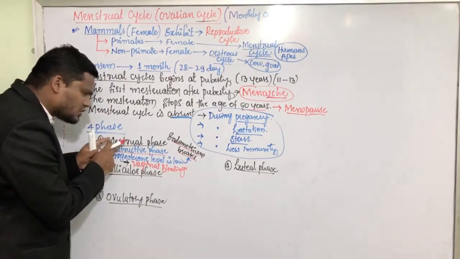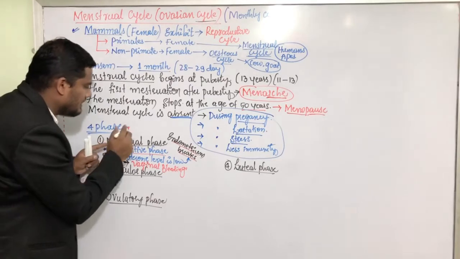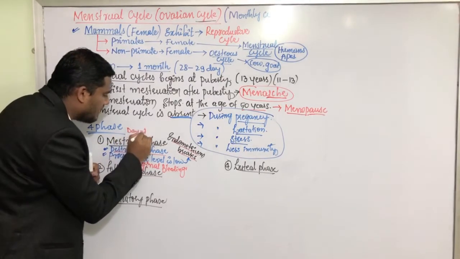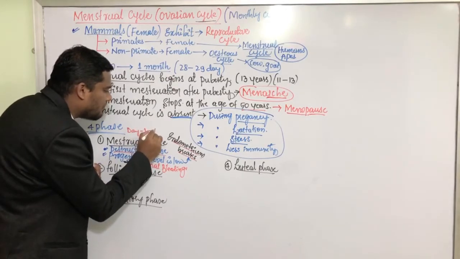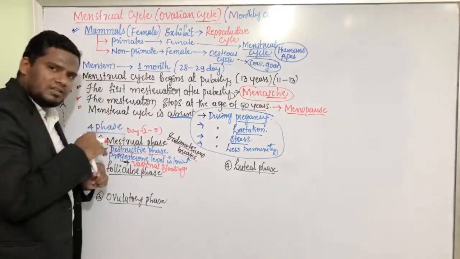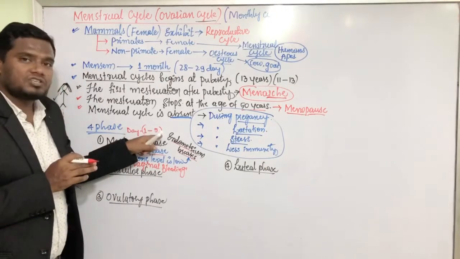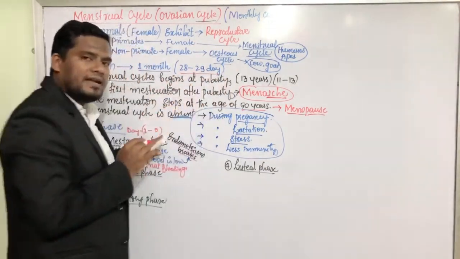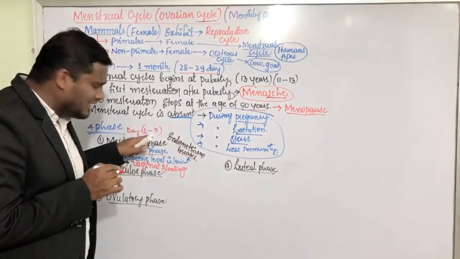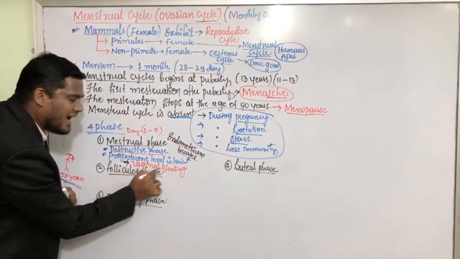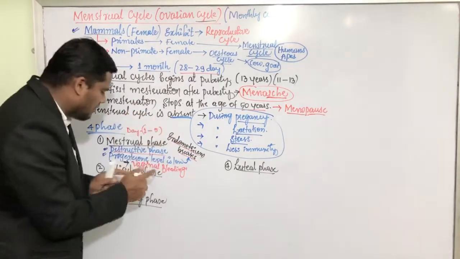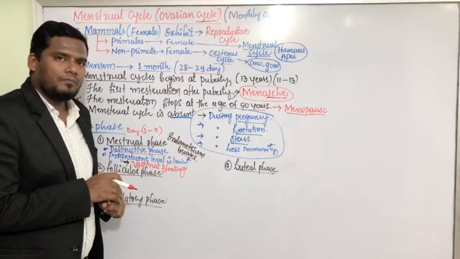Now, this menstrual phase is from day 1 up to day 5. डे 1 से शुरू होके डे 5 तक चलता. टोटल मेंस्ट्रुअल साइकिल कितने दिनों का है? 28 to 29 days. तो शुरुआती दिनों में there is a vaginal bleeding, blood comes out through the vagina.